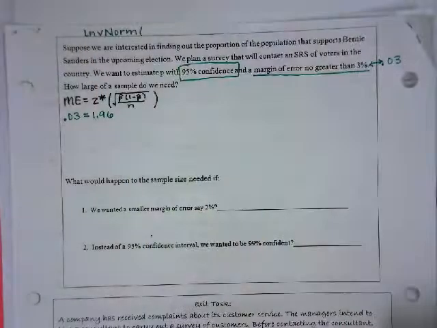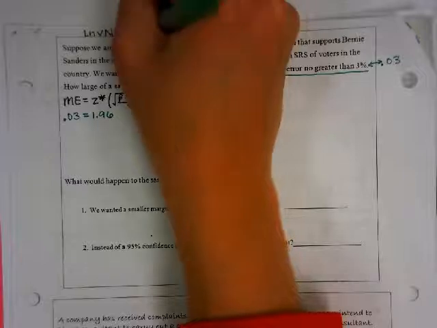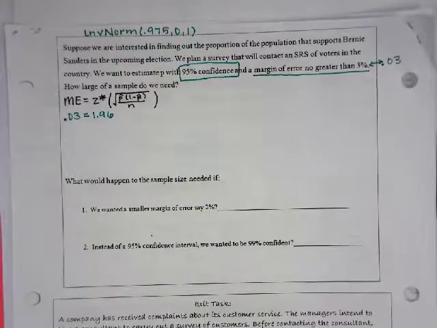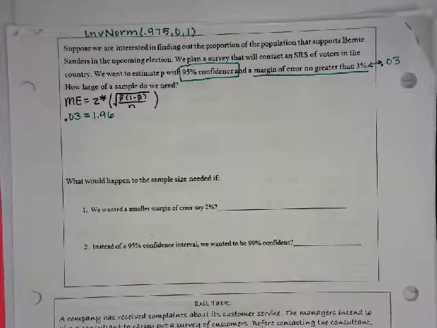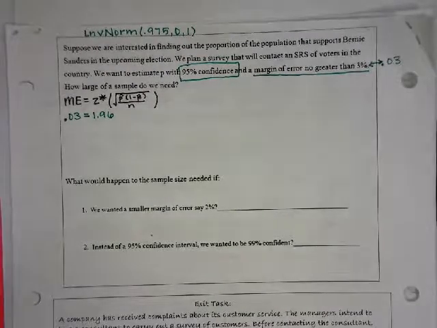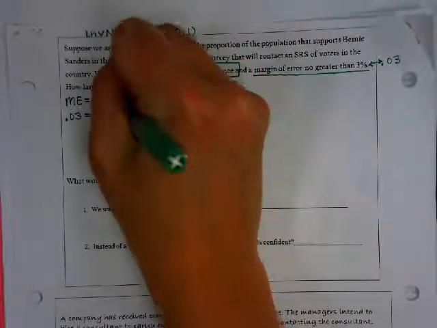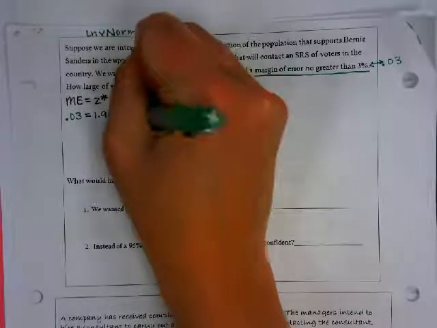We don't know p hat, so we use the conservative approach. We're going to put 0.5 in for p hat. Then we leave n as n, because that's what we're solving for, the sample size. So then we get to use algebra skills. We hardly ever do that in this class, but every once in a while it shows up.